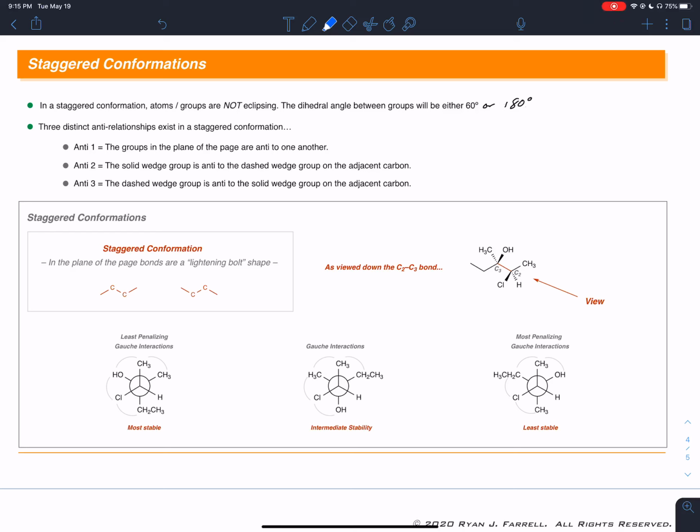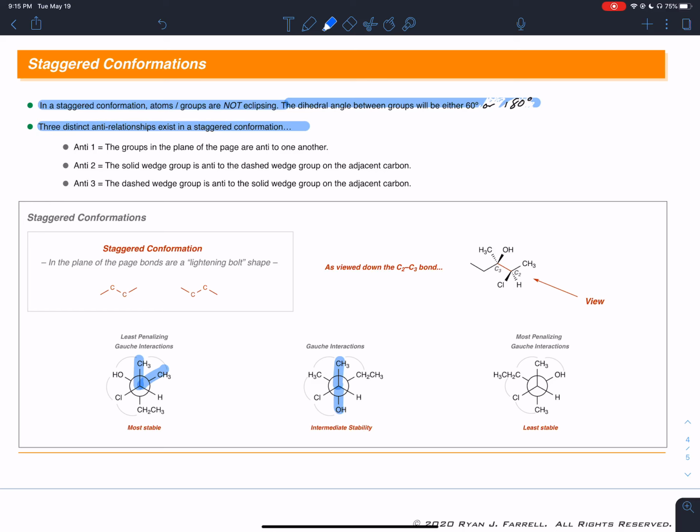Hi everyone, in this segment we are going to look at staggered conformations in a little bit more detail. In a staggered conformation, there are no atoms that are eclipsing. There are no groups that are eclipsing. The dihedral angle of groups on adjacent carbons will either be 60 or 180 degrees, okay? Here we would have a 60-degree dihedral angle. Here we have a 180-degree dihedral angle.